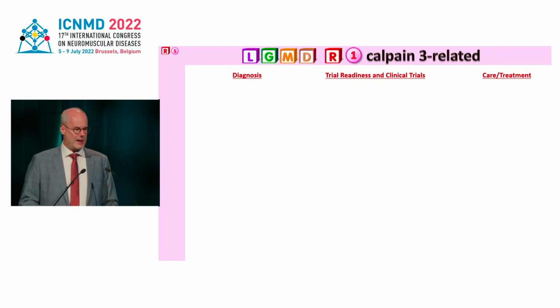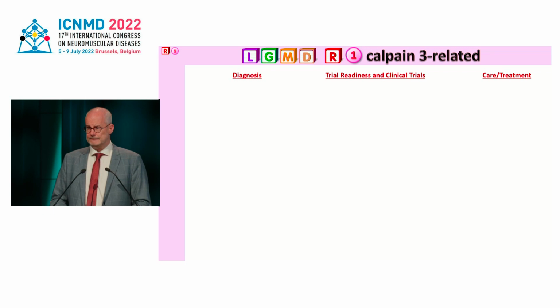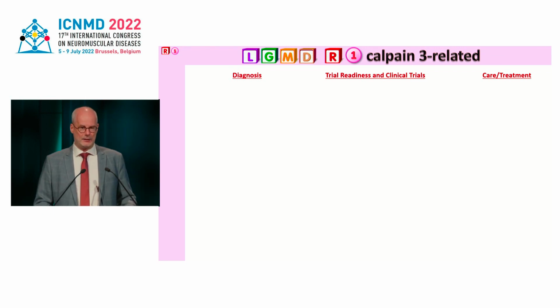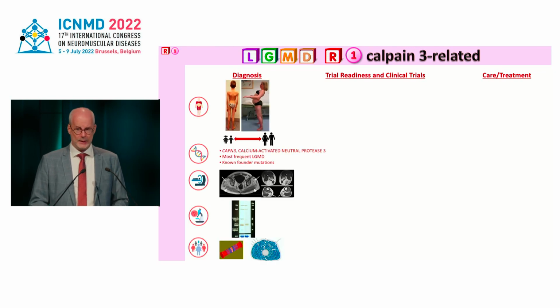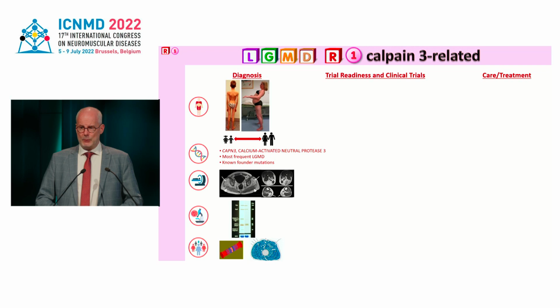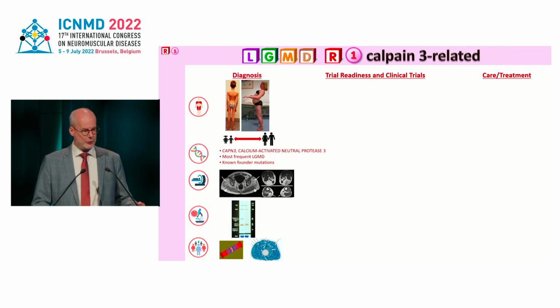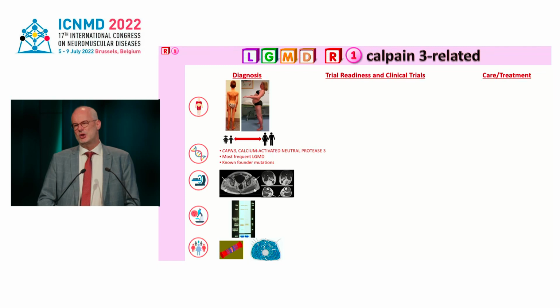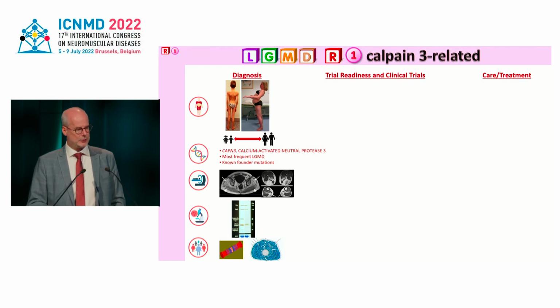LGMD-R1, or calpain related, is really the classical, common calpain limb-girdle muscular dystrophy. It wasn't the first one that was sequenced, but it deserves to be the first one to be named. It shows onset in childhood often, but also in adulthood.